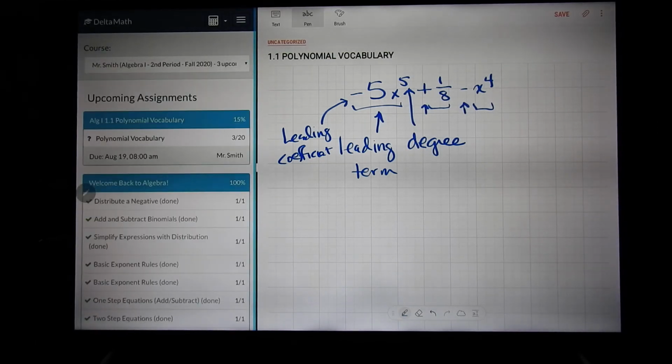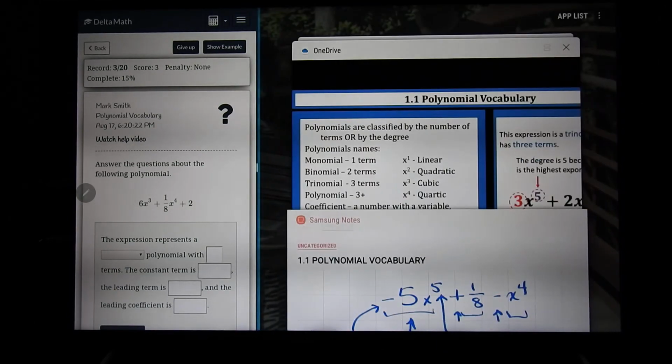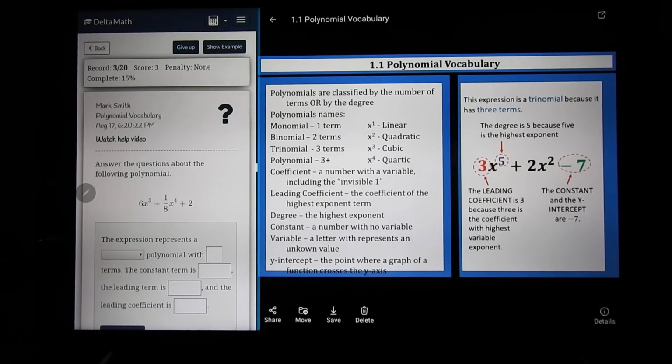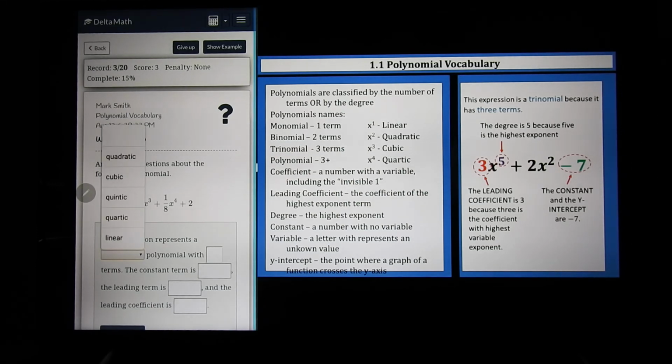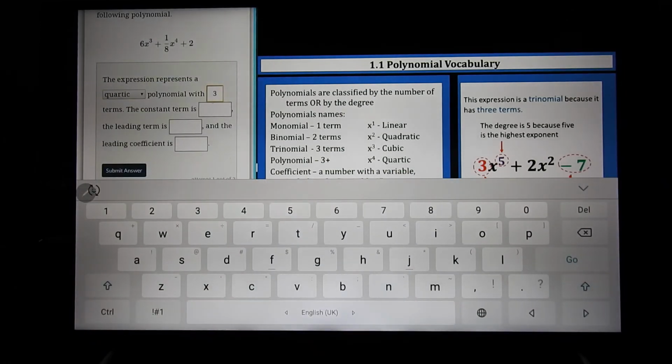All right, I'm going to do one more. In this case, the highest exponent is a 4. And over here we saw that if it's x to the 4th, that's the highest one, it's called a quartic. All right, and how many terms does it have? Well, there's 2 plus signs, so there must be 3 terms. Okay, so there's 3 terms in there.